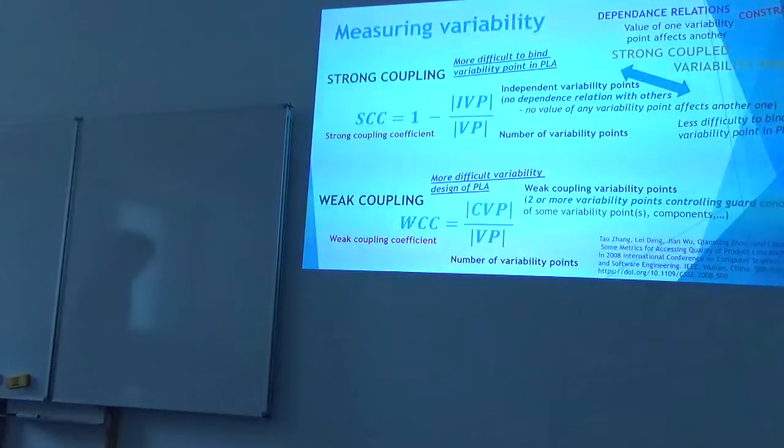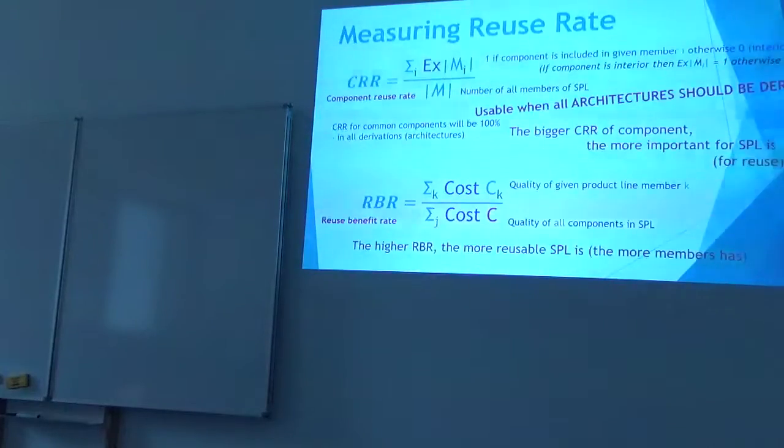It has a positive meaning, because we want independent variability points that have no dependence on others and so on. But this strong coupling coefficient describes the problem when the components are strongly coupled, and that means the value of one variability point affects another, and it makes constraints and problems during development.